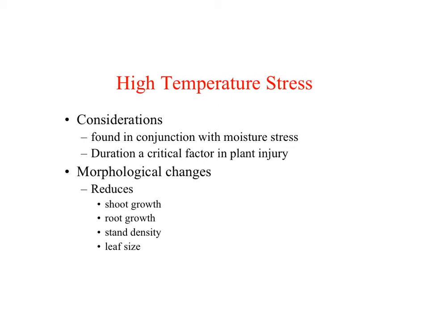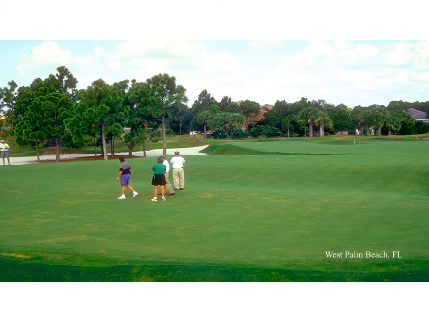It also causes some morphological changes, like a reduction in both shoot and root growth, which was previously mentioned, and also in the stand density and leaf size. In most cases, heat stress alone does not cause turf death. The impact of heat is often associated with detrimental changes in the plant, like these thin, spindly plants.